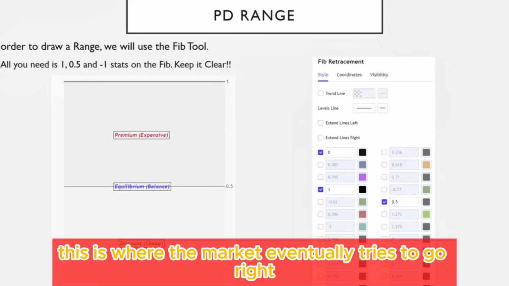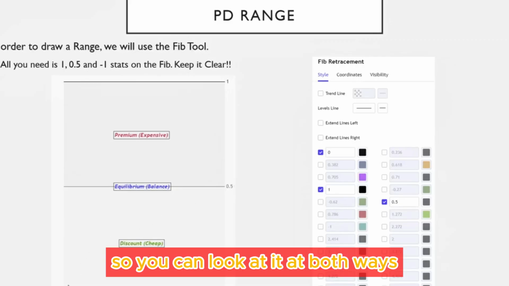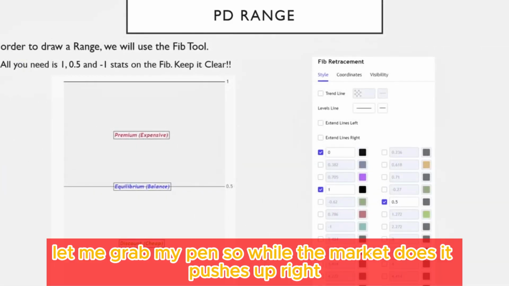This is the balance. This is where the market eventually tries to go, and then potentially get into expensive price and go cheap. So you can look at it both ways. The market can push up. Whoops, let me just run into the examples. Let me grab my pen.